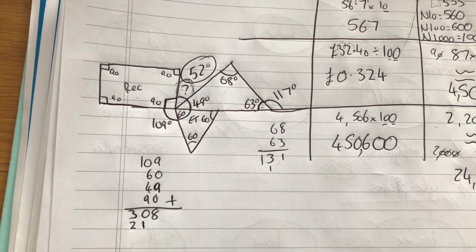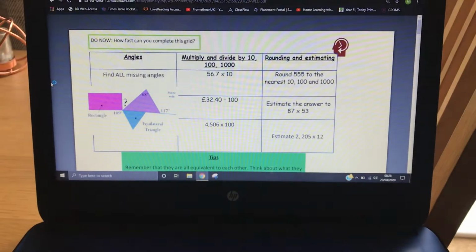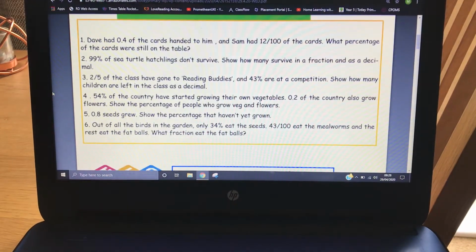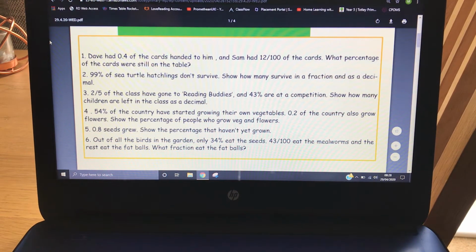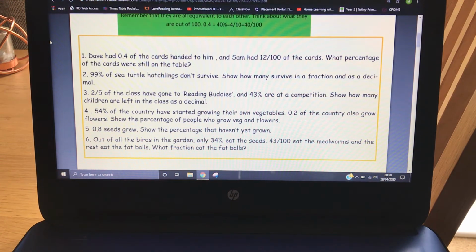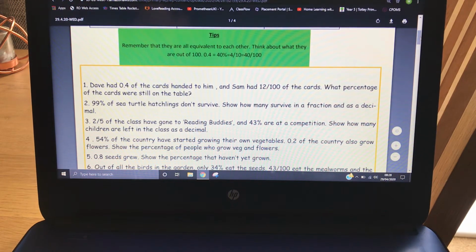Right, on to the next part, our task for today. So, scroll down. You'll recognise these. We've done these before. I've added a few new ones, but we did some of these in class, or it might have been as homework. I can't remember. So, you definitely had the first couple before. As I gave you as a tip, all these are equivalent to each other. So they're all out of 100. So 0.4 is 40%, which is 4/10, which is 40 hundredths. It's whatever you think is useful for this question.